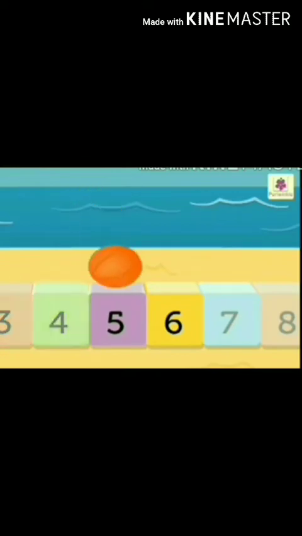Where is the ball now? It is on number 6. Which number will you get when you count one number backward? Number 5. Thus, 5 comes before 6.